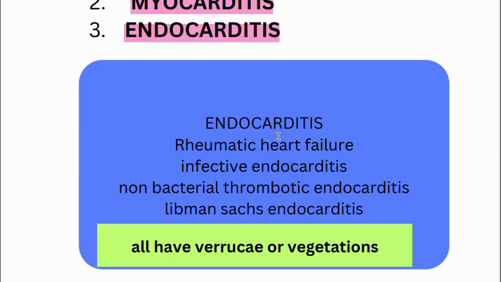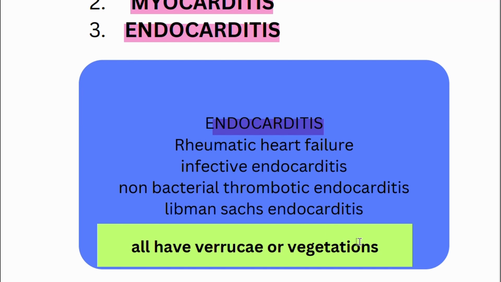So let's discuss endocarditis. In endocarditis, there is inflammation in the endocardium layer of the heart. Here we can see 4 different conditions. First one is rheumatic heart disease. Second one is infective endocarditis. Third one is non-bacterial thrombotic endocarditis, and the last one is Libman-Sacks endocarditis. These are the four conditions in which we can see endocarditis.